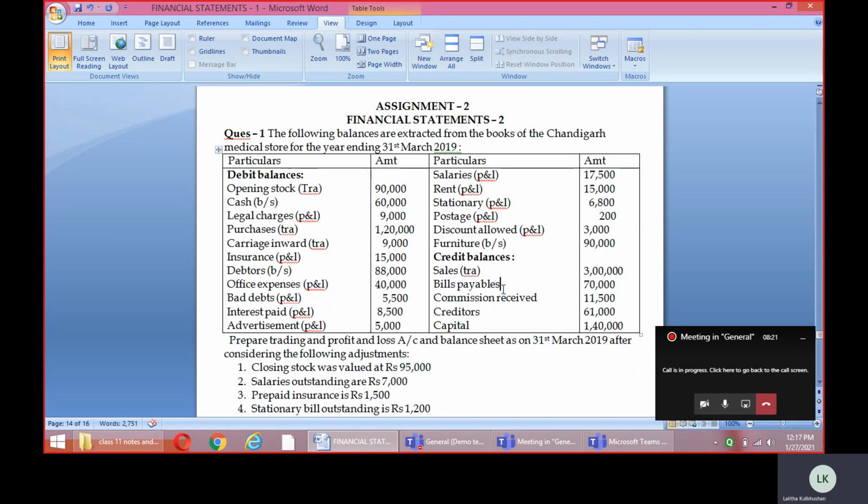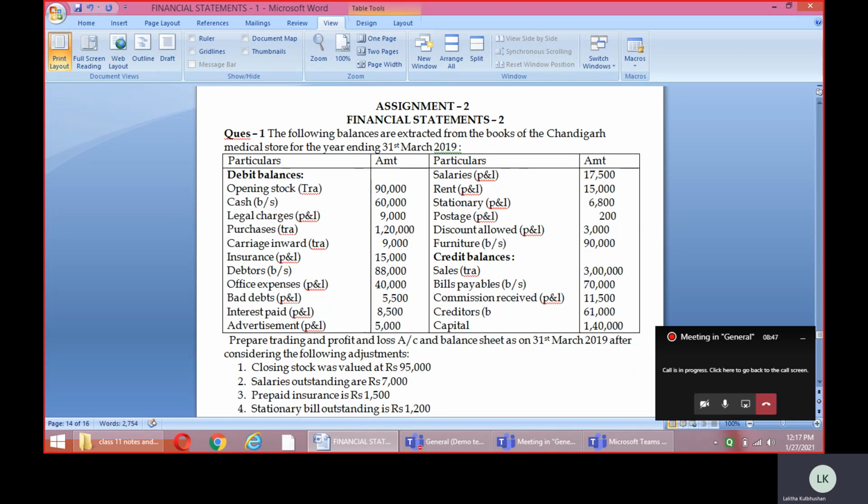Bills payable, we have already seen it's a current liability, so it will come in the liability side of the balance sheet. Commission received is an income, so it will go on the credit side of the profit and loss account. Let me tell you, creditors is also a liability, so the creditors will also come on the liability side of the balance sheet.